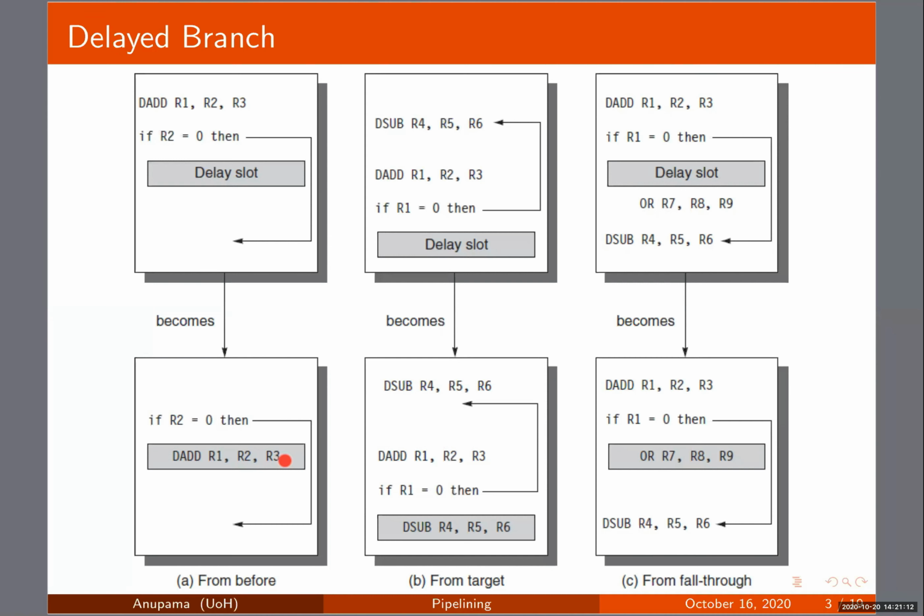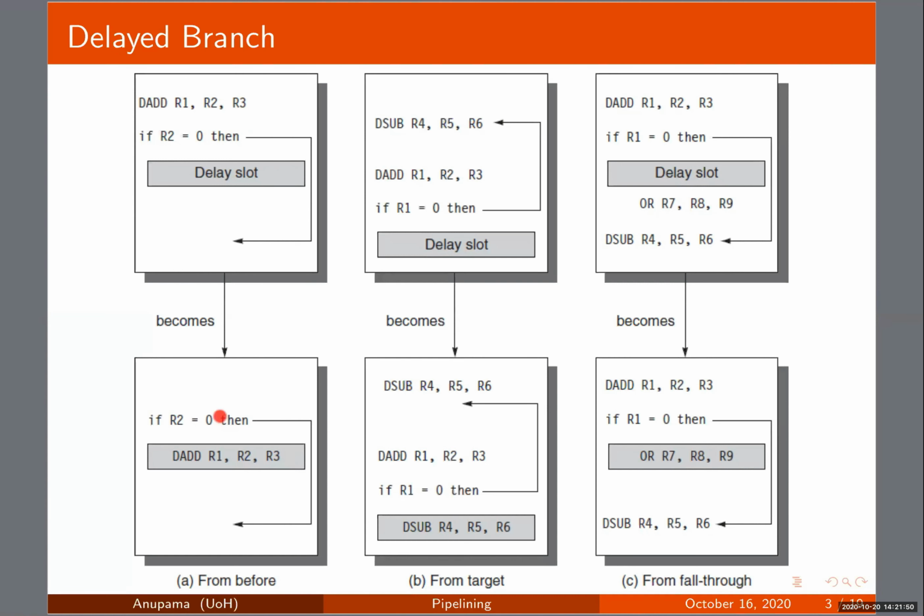But in all conditions, it may not be possible to move this. When is it not possible? Suppose you do a DADD here and then say if R1 equal to 0. Normally, that's what we do. We calculate some value and then say whether that value satisfies some condition. In which case, there is a dependency of the branch on the previous instruction. So the previous instruction can't be moved after the branch. That is one of the problems.